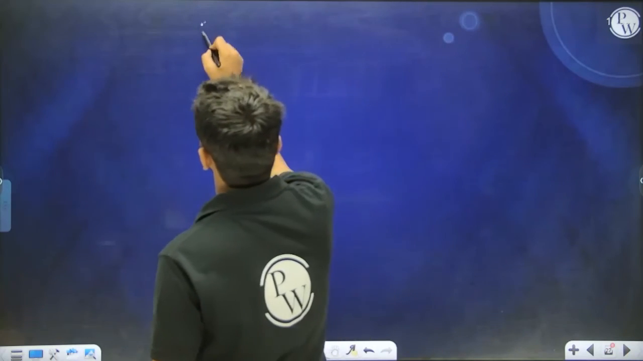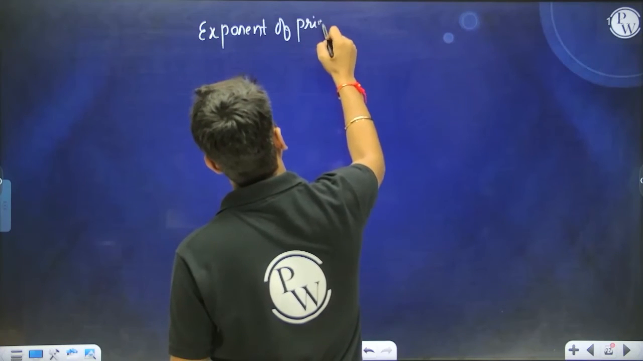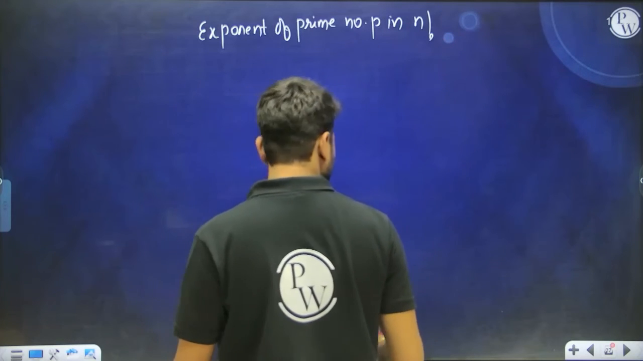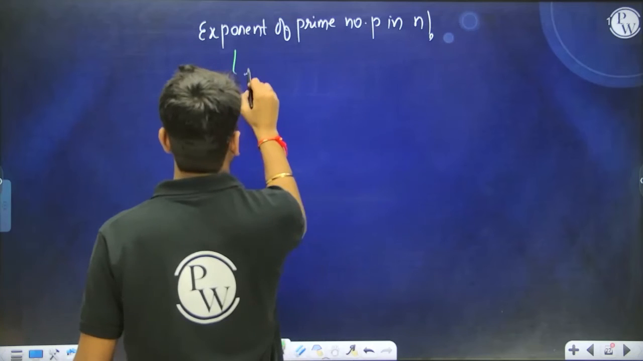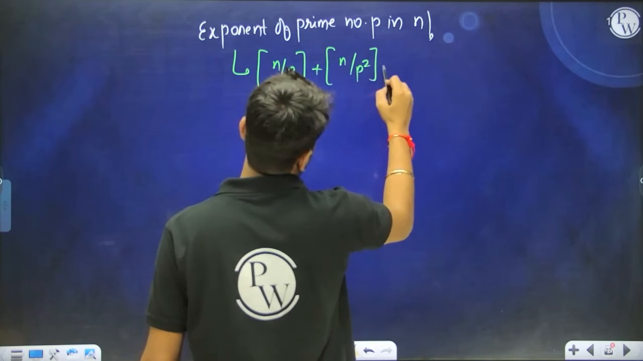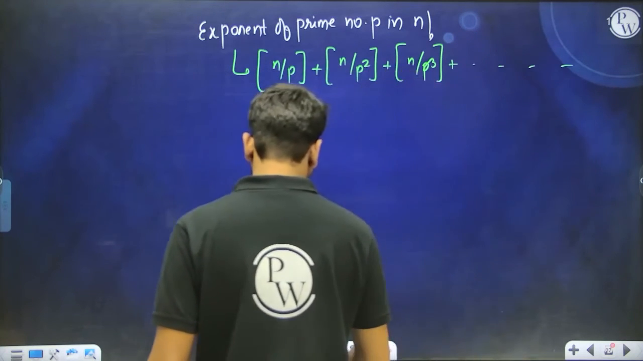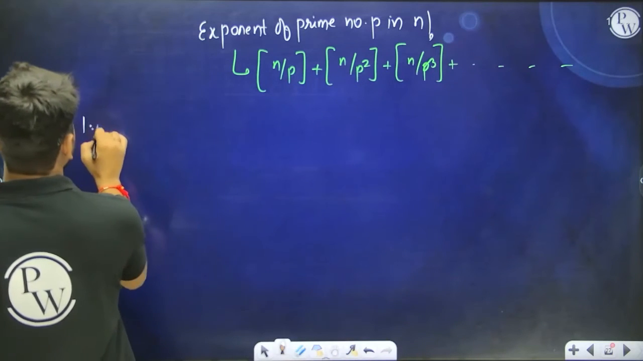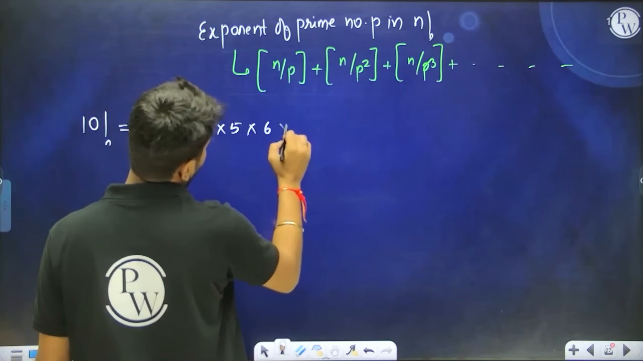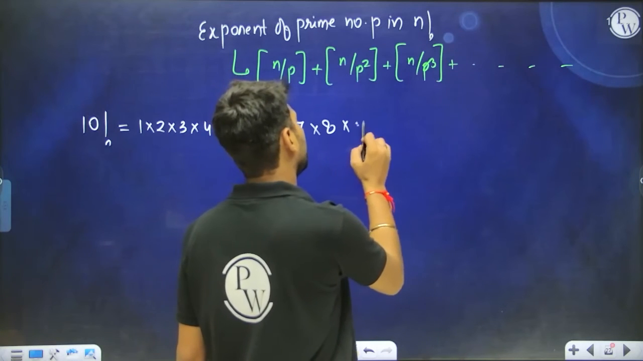Okay, now the exponent of a prime number p in n factorial. Let's take an example; the formula over here is like this: greatest integer of n by p plus greatest integer of n by p square plus greatest integer of n by p cube and so on. Okay, never ending. Let me tell you the thing. 10 factorial is nothing but 1 into 2 into 3 into 4 into 5 into 6 into 7 into 8 into 9 into 10.